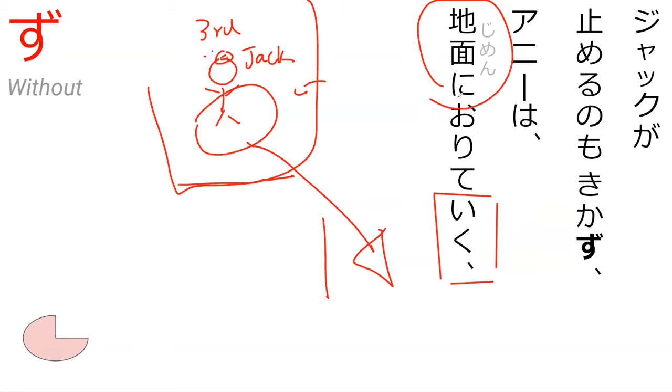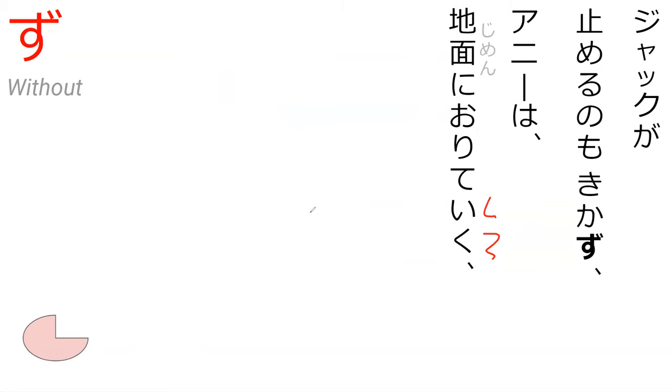So if it said orite kuru, then it would mean our point of view is probably at the Pteranodon. The Pteranodon's like, oh, it's a little girl starting to come down.